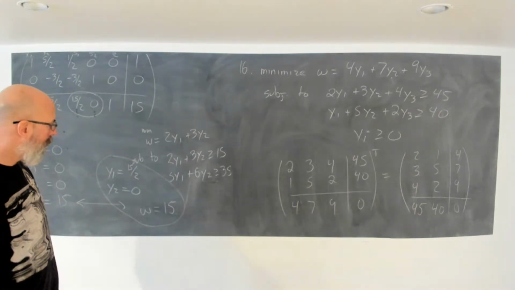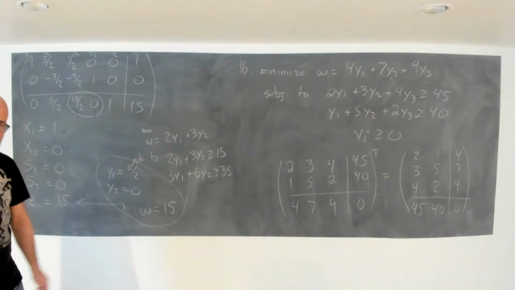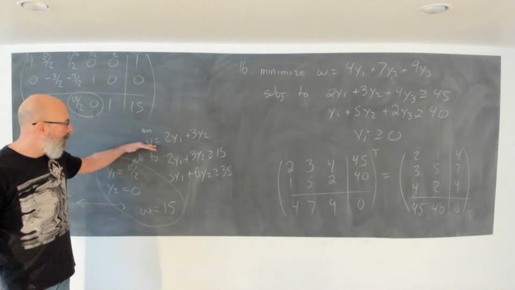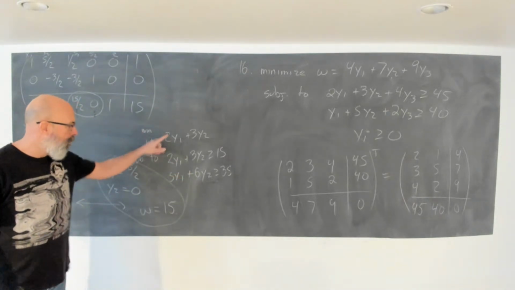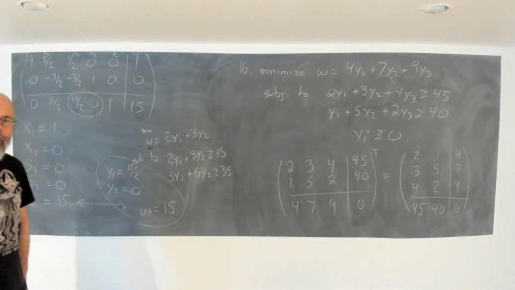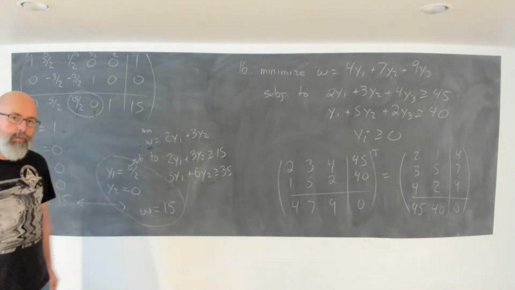Yep. Javier, that's right. This is the solution. We were asked to minimize W subject to these conditions. The minimum W is 15, and it occurs when y1 is 15 over 2 and y2 is 0.